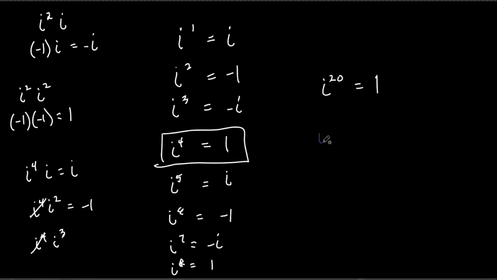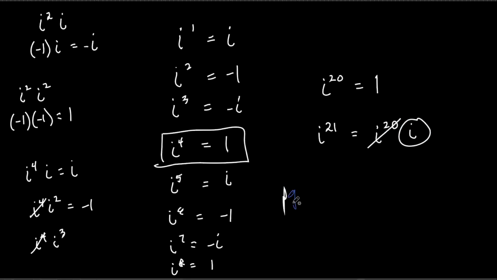But what if you had this? Watch this. What if you had I to the 21st? Here's what I would do. Watch what I would do. I would go I to the 20th times what? Just I. What's I to the 20th? It's just a 1. So what's I to the 21st? It's just I.